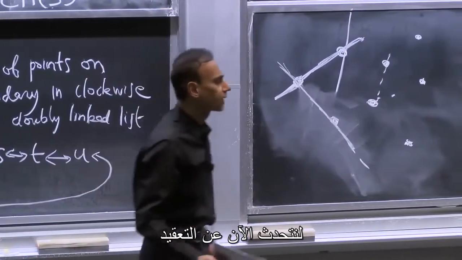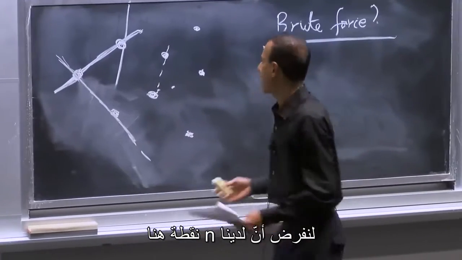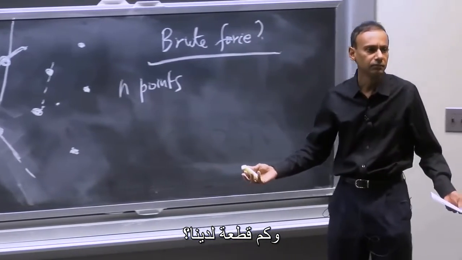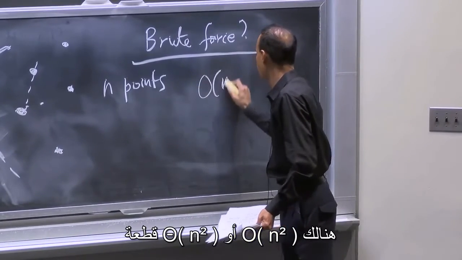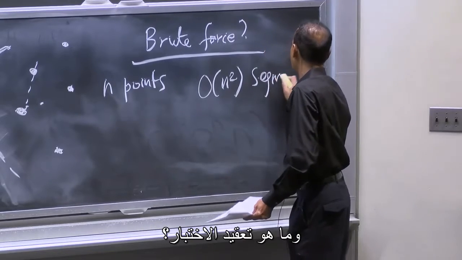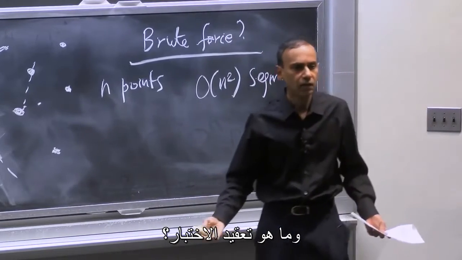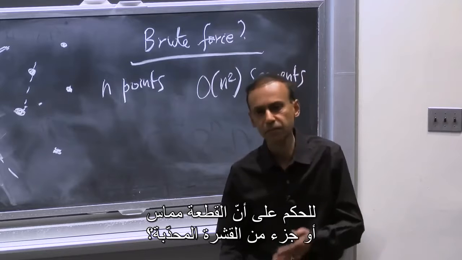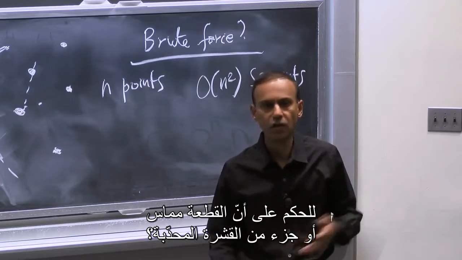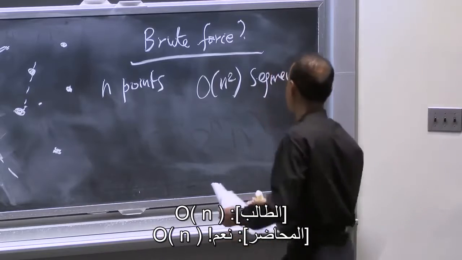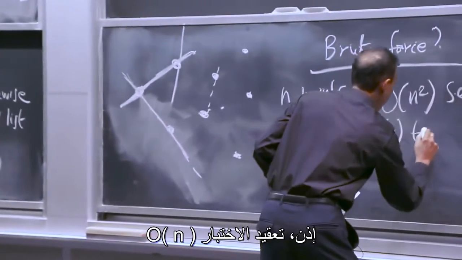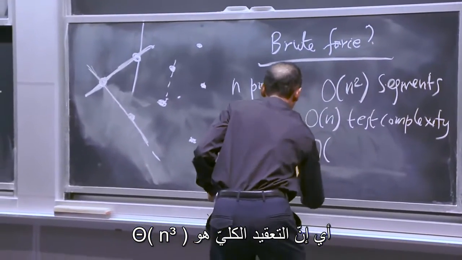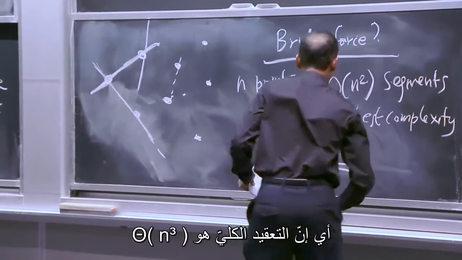Okay? So now let's talk about complexity. Let's say that there are n points here. And how many segments do I have? I have order n squared, theta n squared segments. And what is the complexity of the test that's associated with, once I've drawn the segments, deciding whether the segment is going to be a tangent, which is part of the convex hull or not? What is the complexity? O(n). Exactly right. So O(n) test complexity. And so we got overall theta n cubed complexity.